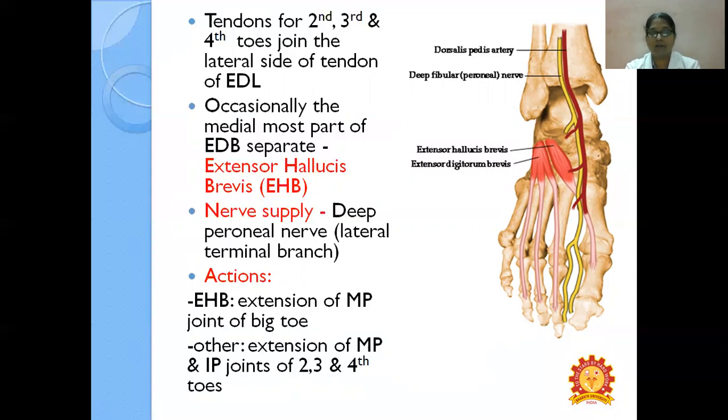So nerve supply, again obviously like the anterior compartment of the leg, it is the deep peroneal nerve. Action: extension of the metatarsophalangeal joint of the big toe, and extension of the metatarsophalangeal and interphalangeal joints of the second, third and fourth toes. So in the case of the big toe, it is the metatarsophalangeal joint. In the other toes, both the metatarsophalangeal joints and also the interphalangeal joints of the second, third and fourth toes. So this is about the extensor digitorum brevis.